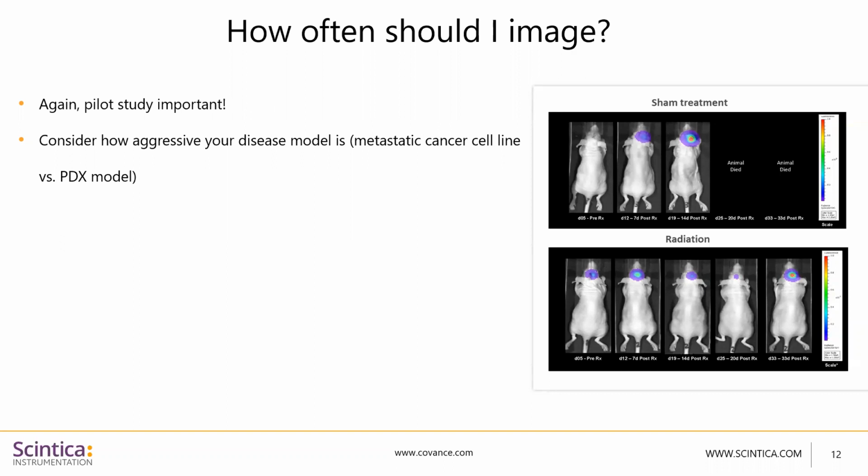Versus somebody that may be doing a PDX model. Some of the PDX models, because they're consistent with the patient timelines, may take months for you to develop a palpable tumor. In that case, you're not going to want to be imaging every 3 days. Your PI is going to be very upset. You'll be using a lot of substrate and a lot of imaging time. So think about how aggressive your disease model is. Think about the total timeline in its entirety and how many time points you want to get out of that.